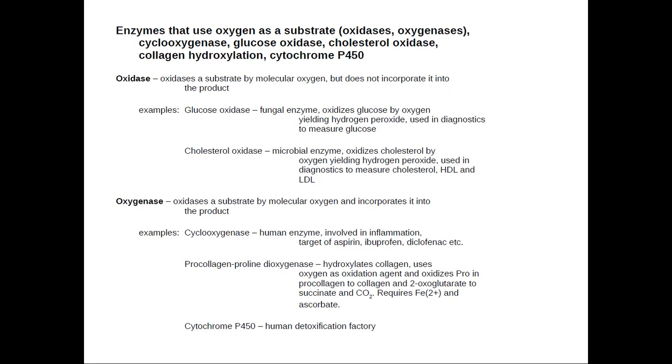So there are enzymes called oxidases, which oxidize a substrate by a molecule of oxygen, by O2, but they do not incorporate the oxygen into the product. So we already had complex number 4, cytochrome C oxidase. It takes oxygen and cytochrome C in the reduced form. The product is cytochrome C in oxidized form, and water, and also protons are needed for this.